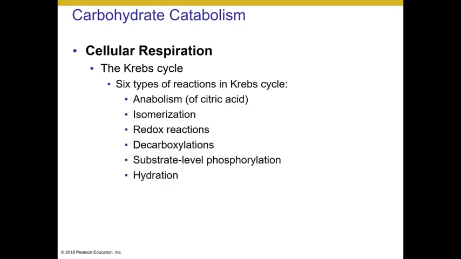The Krebs cycle includes 6 types of reactions. 1, anabolism, building. 2, isomerization, reshuffling atoms. 3, redox, transferring electrons. 4, decarboxylation, releasing CO2. 5, substrate-level phosphorylation, making a bit of ATP. And 6, hydration, adding water. It's a chemical dance that repeats with each turn of the cycle.